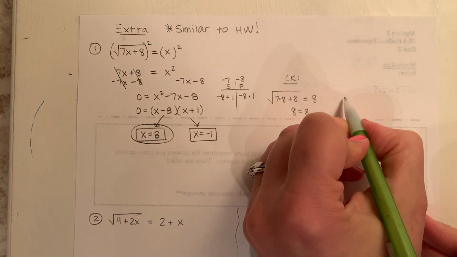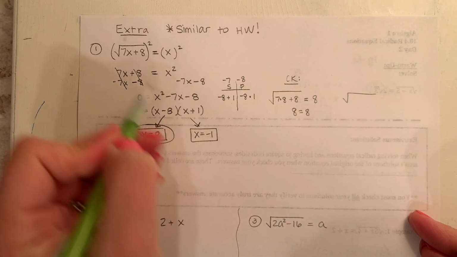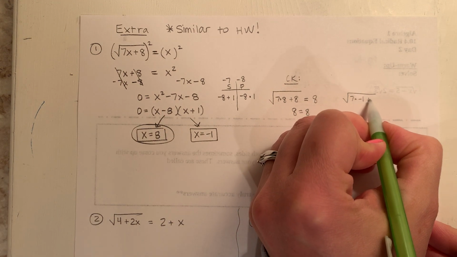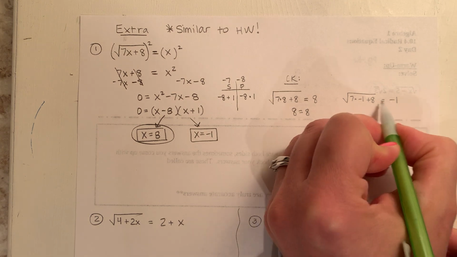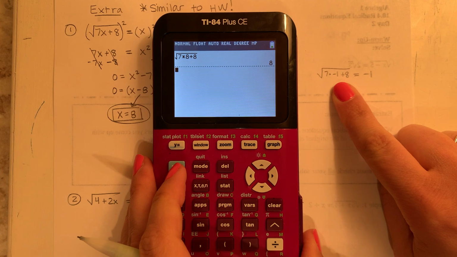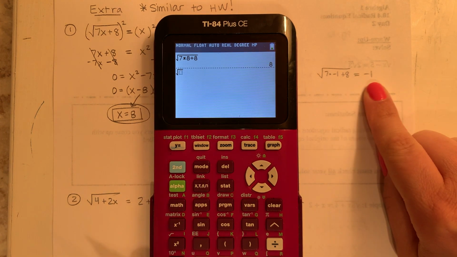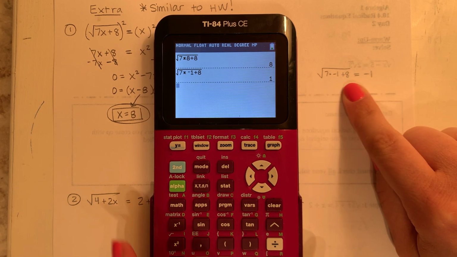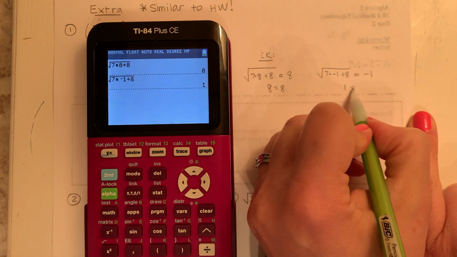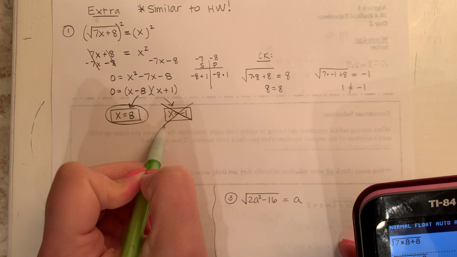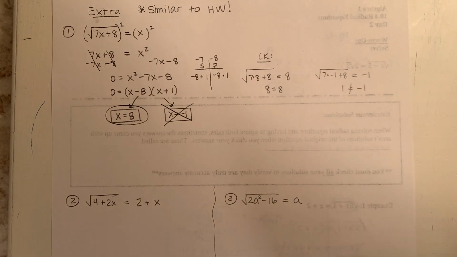Okay, now let's check the other one. I want to take -1 and plug it in for x. Remember what I said, a lot of times the negative answers don't end up working. So I kind of have a hunch that this one's not going to work, but let's check it just to be sure. We are hoping that the entire left-hand side is equal to -1. So let's type the square root. 7 times -1 plus 8 equals, uh-oh, I get +1, not -1. That is not equal. So I'm going to cross that answer out, and I just keep the answer x equals 8.